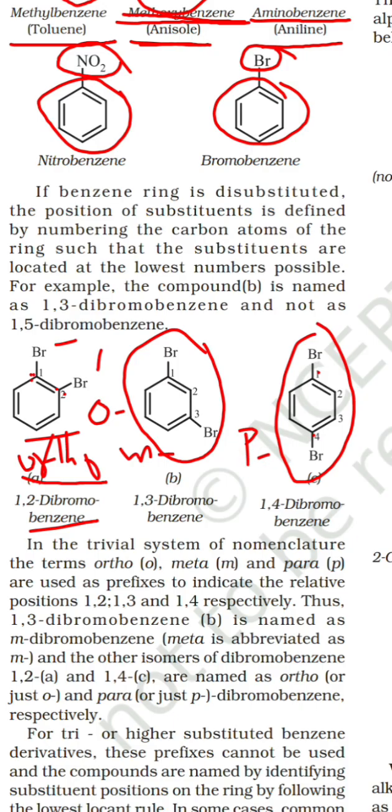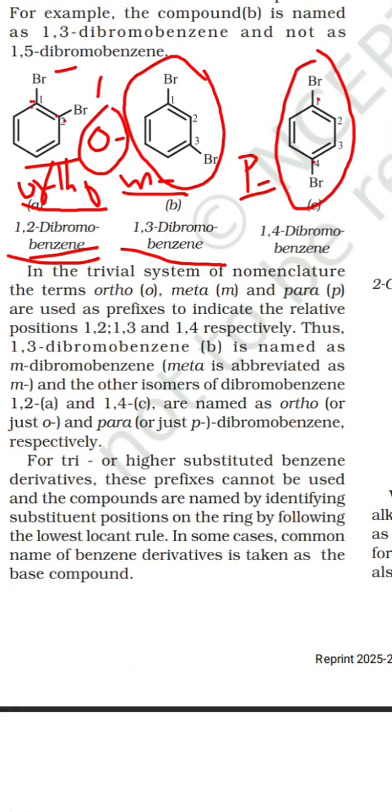So these are the namings for benzene compounds. 1,4 dibromobenzene or para dibromobenzene, both are same. 1,3 dibromobenzene or meta dibromobenzene, both are same. 1,2 dibromobenzene or ortho dibromobenzene, both are same. So like that we have to give the names for disubstituted benzene rings with substituents of the same kind.